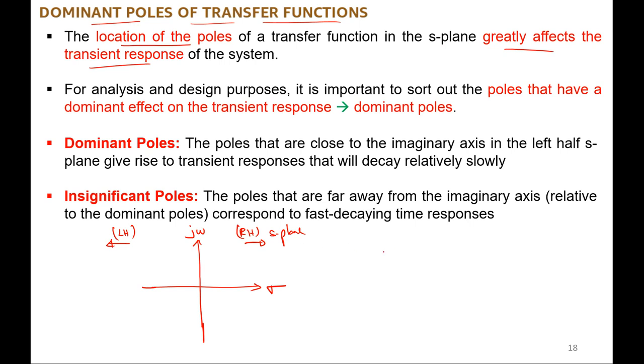Okay, the transient response means, you know, I will briefly tell you, already you know it. Every system has two types of response. C of t has the transient response Ct of t plus the steady state response Css of t, right? Transient response as well as steady state response.